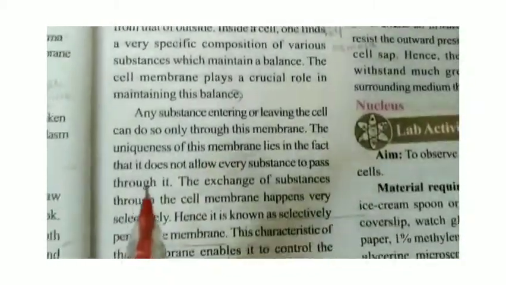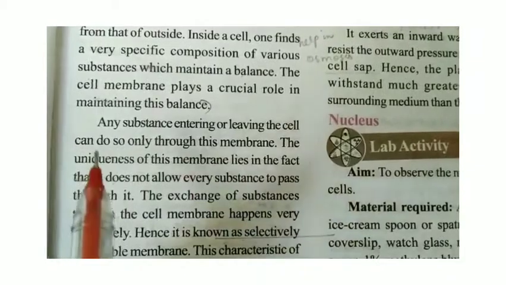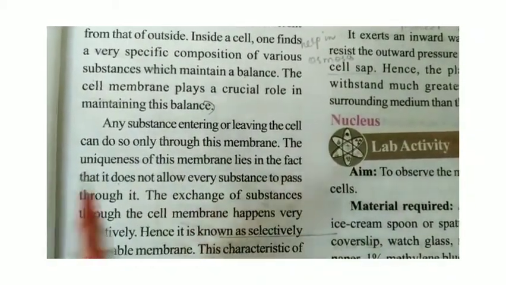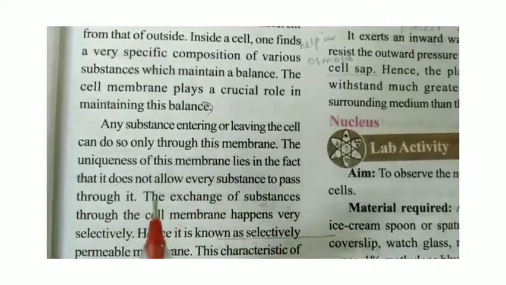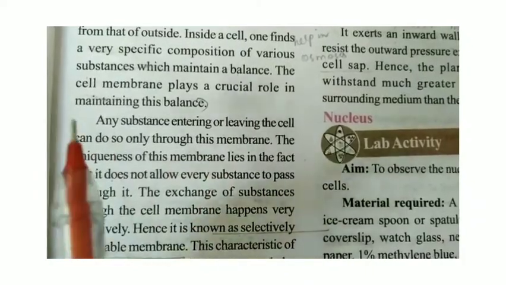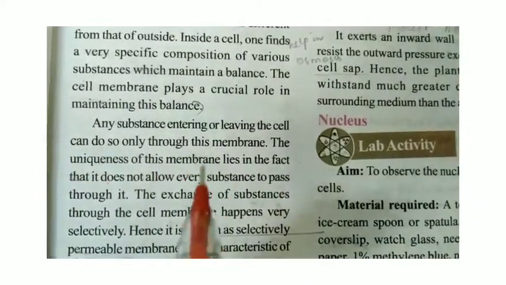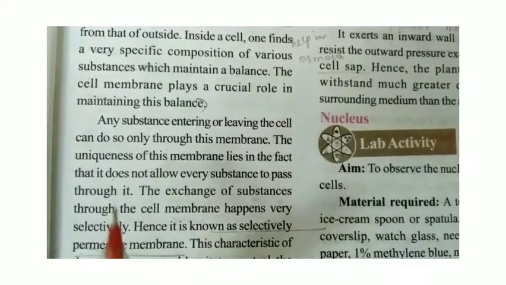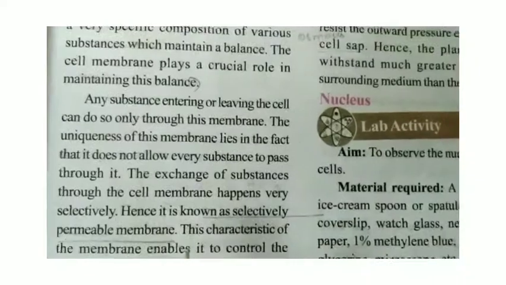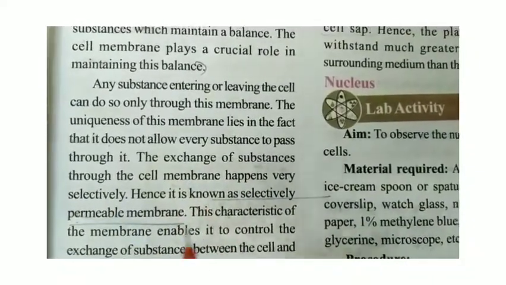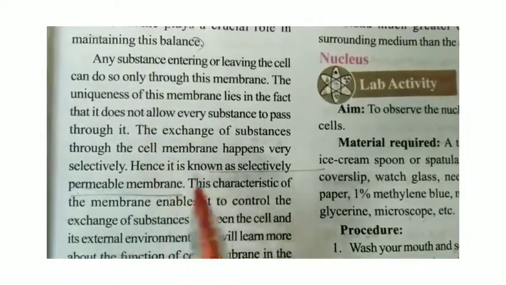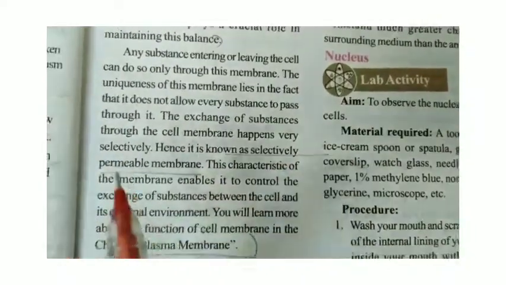How? Let's see. Any substance entering or leaving the cell can do so only through this membrane. The uniqueness of this membrane lies in the fact that it does not allow every substance to pass through it. The exchange of substances through the cell membrane happens very selectively. The cell membrane selects the substance and allows it to pass. Hence it is known as a selectively permeable membrane.